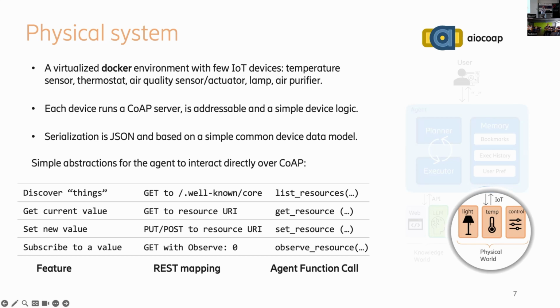We can discover things with well-known core, which is mapped to the list resource function. We get the current value with a GET to a CoAP URI. Set value is a PUT or POST to a URI, and the subscribe pattern we do with observe. The subscribe pattern is also important to know that something has actually happened in the real world and the desired execution has actually occurred. So I'll get to the demo.